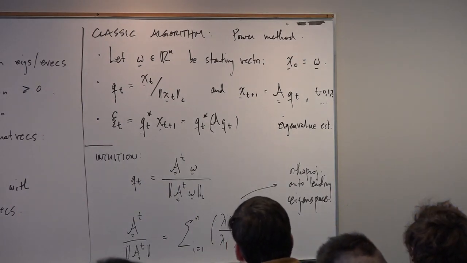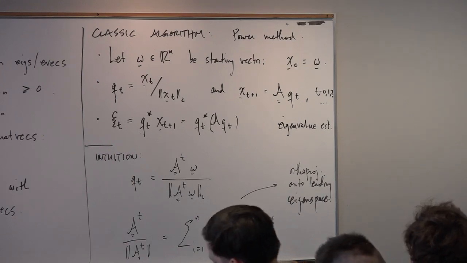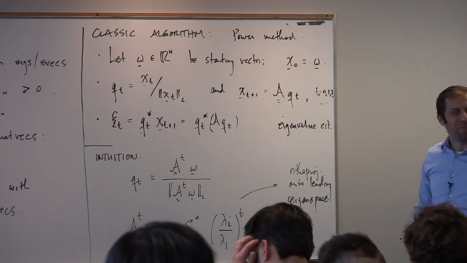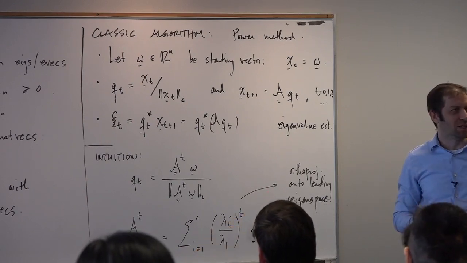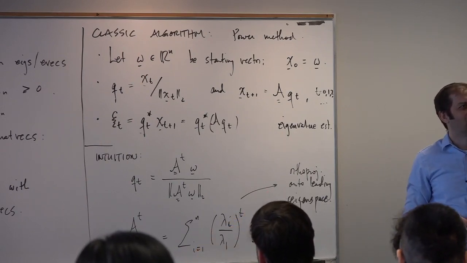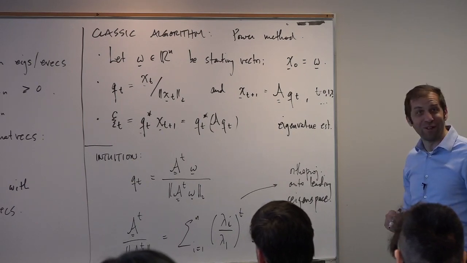What happens if you start with one of the other eigenvectors? Oh, well, that's bad news, isn't it? Great point. So we're going to quantify this in a second. And this is indeed where the randomness comes in. Okay, good. More questions?